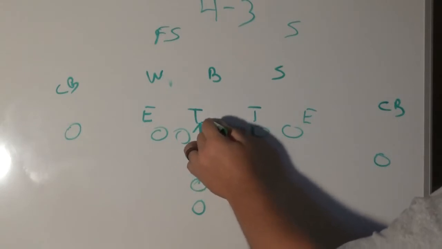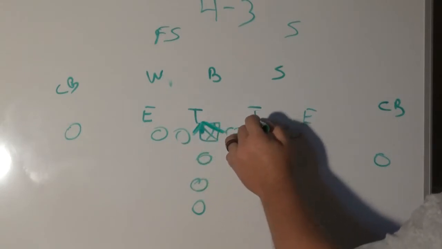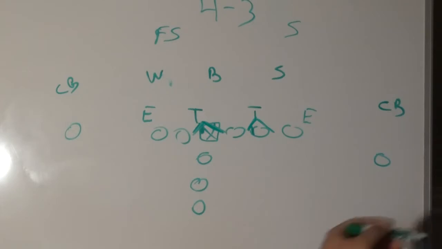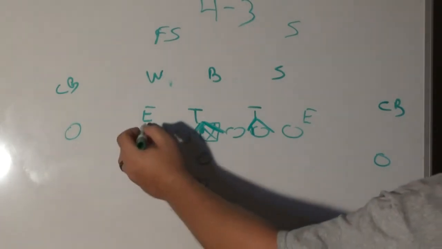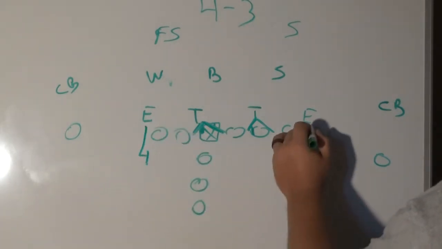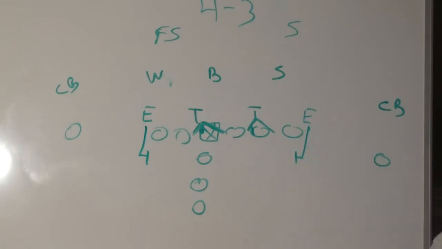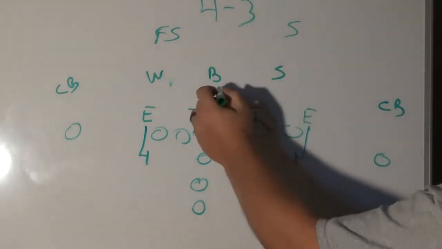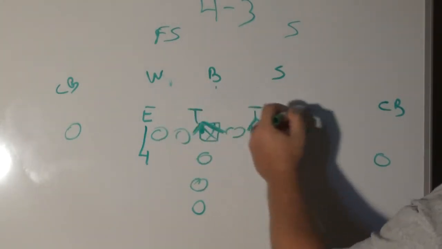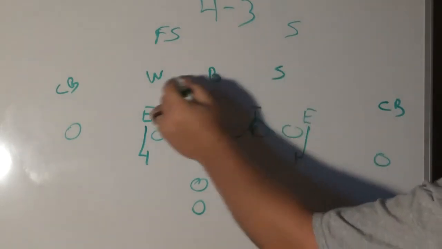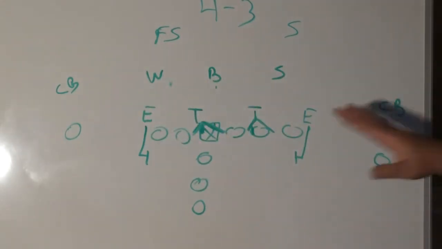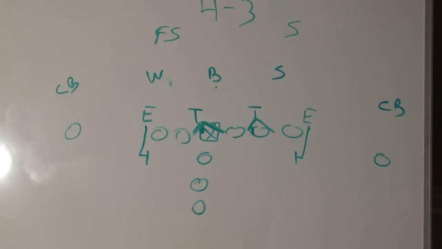This tackle is working in and he's got these two holes. This tackle has these two holes. That is a 2-gap player. Defensive end has contain. This defensive end has contain. Right. So we've got a linebacker that can be responsible for all this, and we've got a Will and a Sam that can also be responsible for this. We're in this defense when we think they're going to pass the ball.